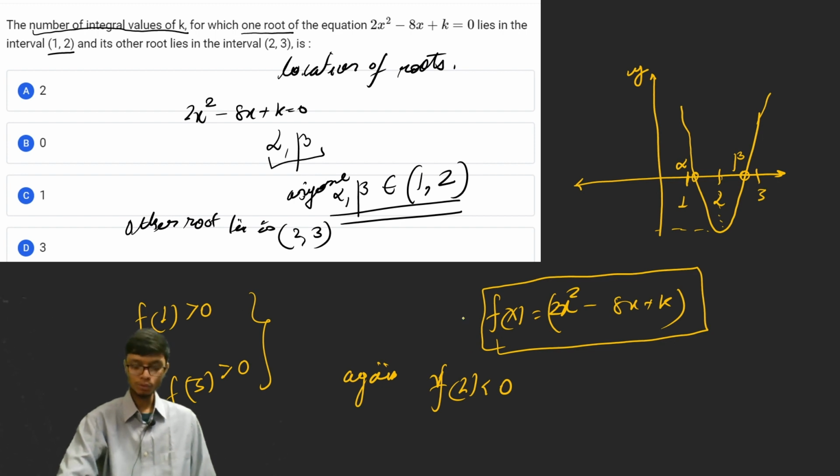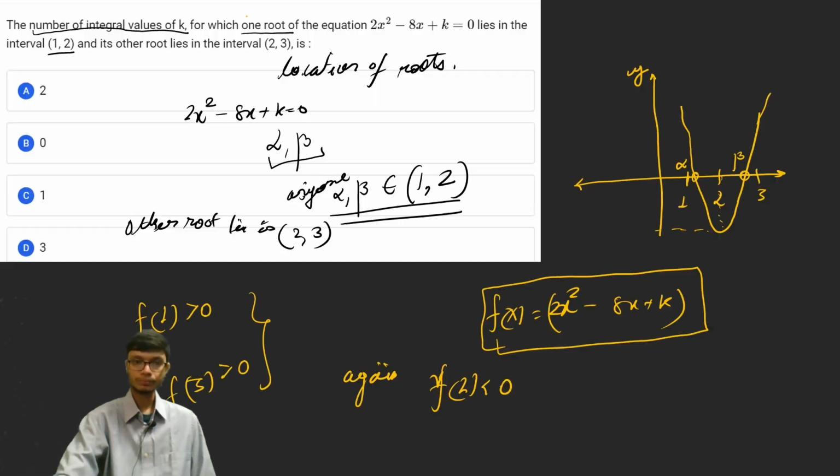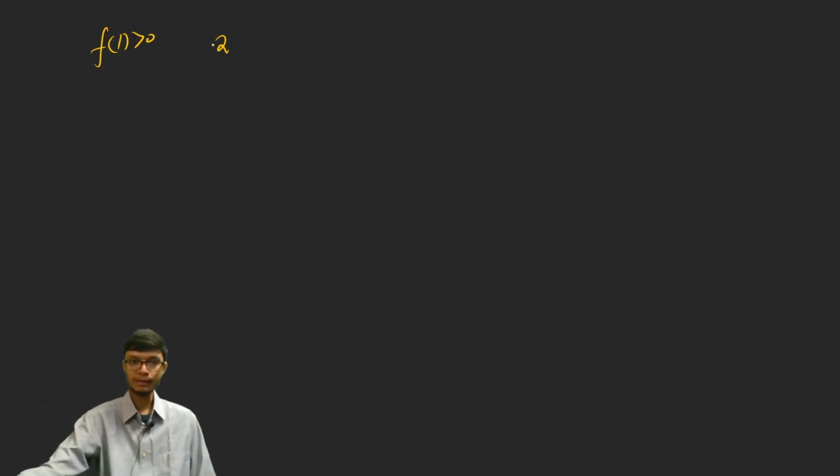Let me do so. If I put that f of 1 is positive, then putting 1, I will get 2 minus 8 plus k, which should be greater than 0. From here the result will be k greater than 6. Okay, k is greater than 6.